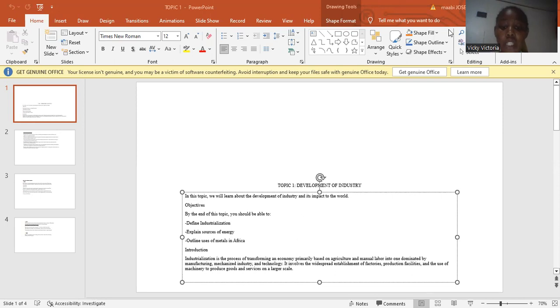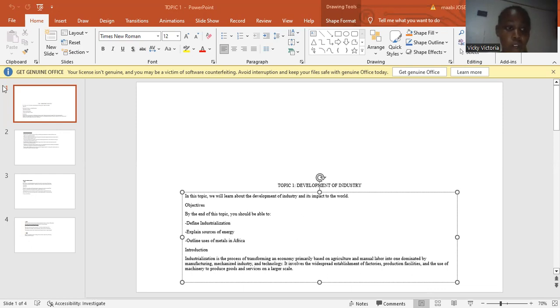It's a process of transforming an economy primarily based on agriculture and manual labor into one dominated by manufacturing, mechanized industry, and technology. It involves the widespread establishment of factories, production facilities, and use of machinery to produce goods and services on a large scale.